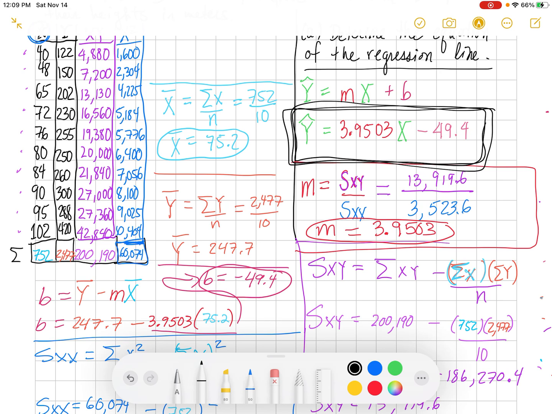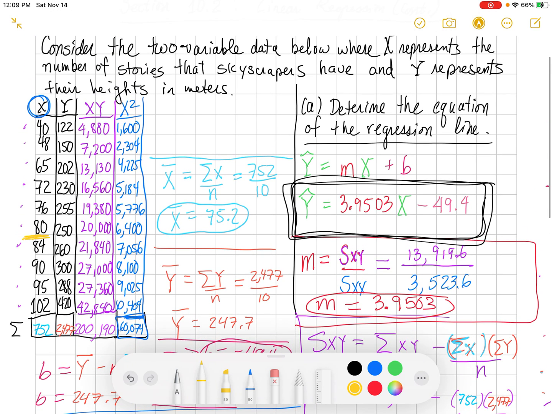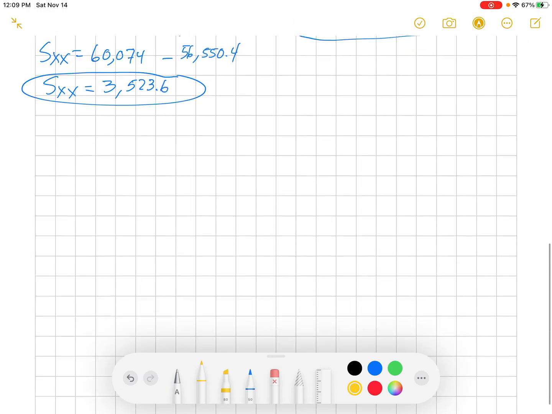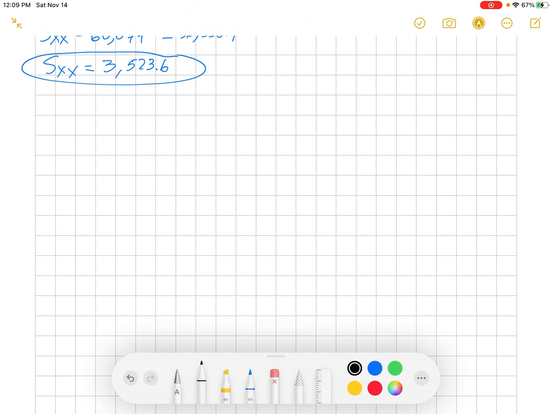Okay, so the next thing we want to do is estimate what y would be when x is 82. Notice here that there is no 82 for a number of stories on a skyscraper, right? You go from 80 stories to 84 stories, but we want to predict how many meters tall an 82-story building would be. That's our next step.